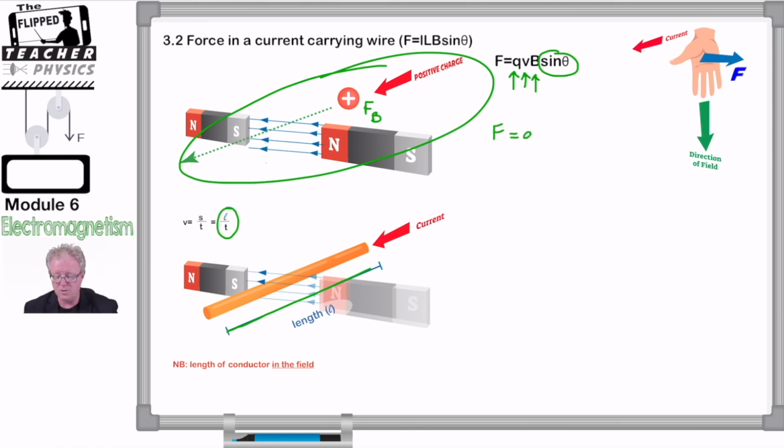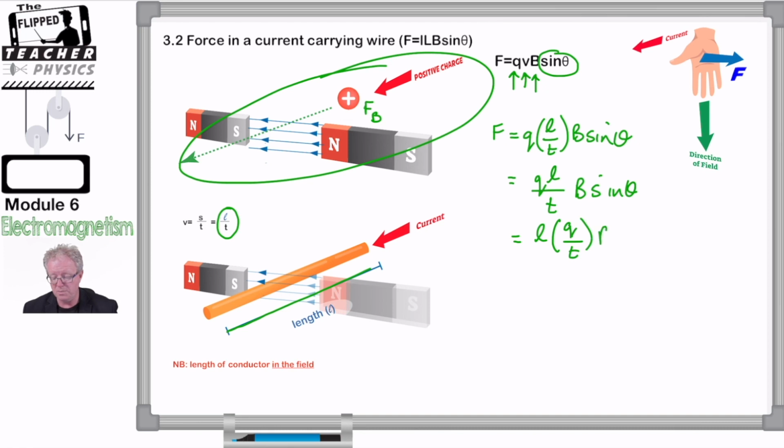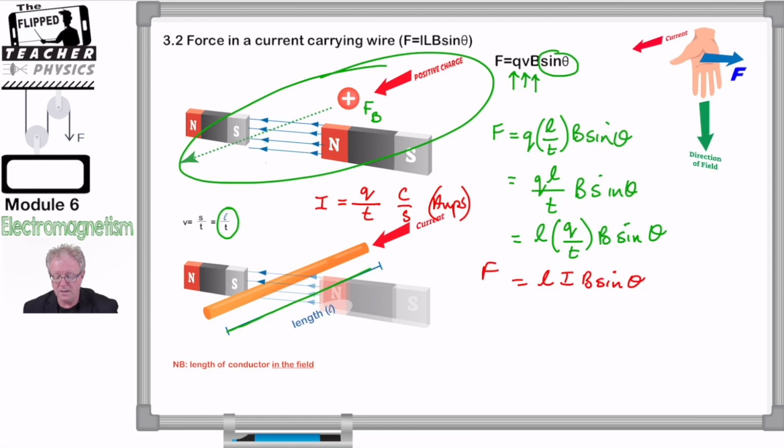So let's do that. It's F equals Q. Instead of V, we're going to have L over T, B sine theta. So that's the same as saying QL over T times B sine theta. Well, we could move the L out the front and then have Q over T, B sine theta. And if we remember that Q divided by T is just amps, the current, right? Because the current, I, is a measure of the number of coulombs moving past a certain point in time t. That's coulombs per second, which is equal to amps. So here, we're just saying this is the current. So if I then go L, I for current, B sine theta, that's what we have up here.